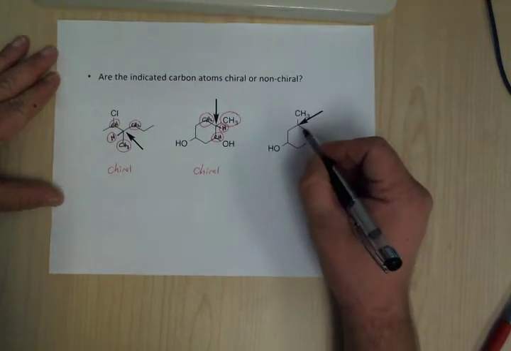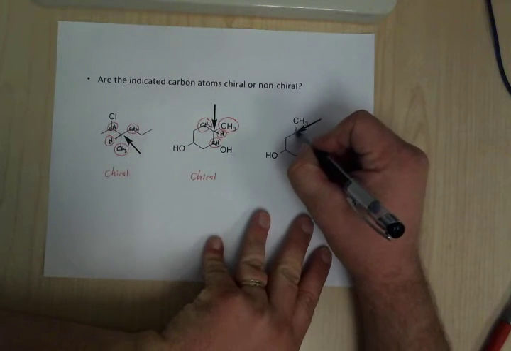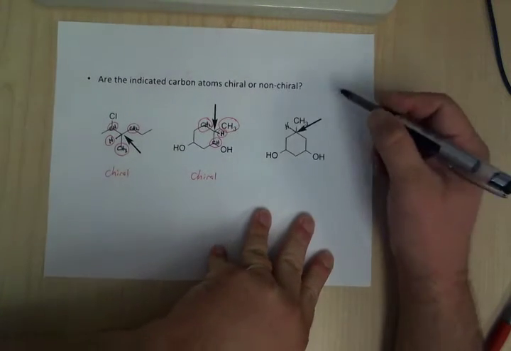Okay, so here we go. So this one, 3 bonds are shown, so that means that there's another H here, right?